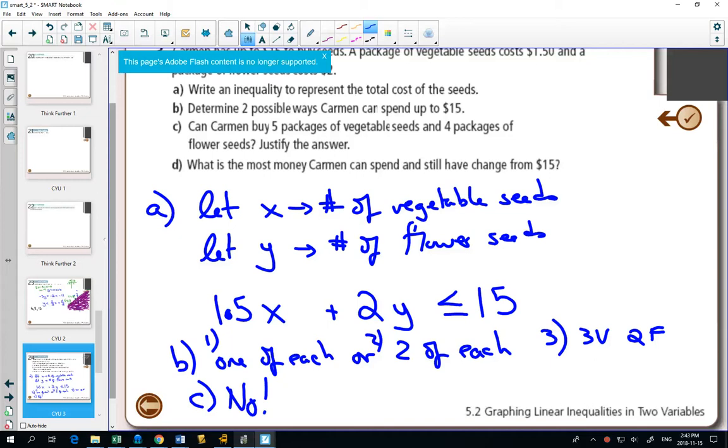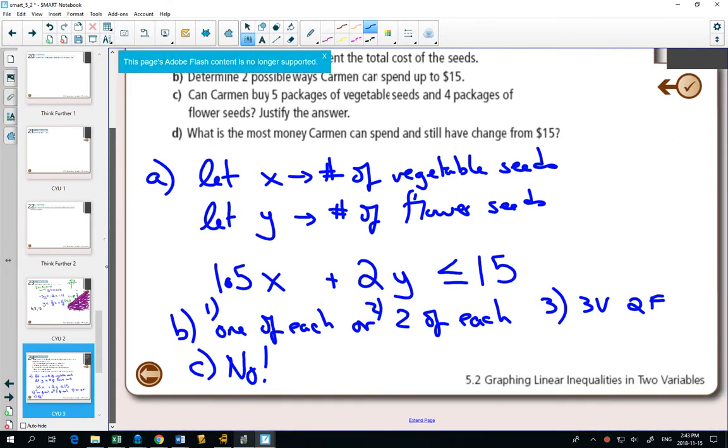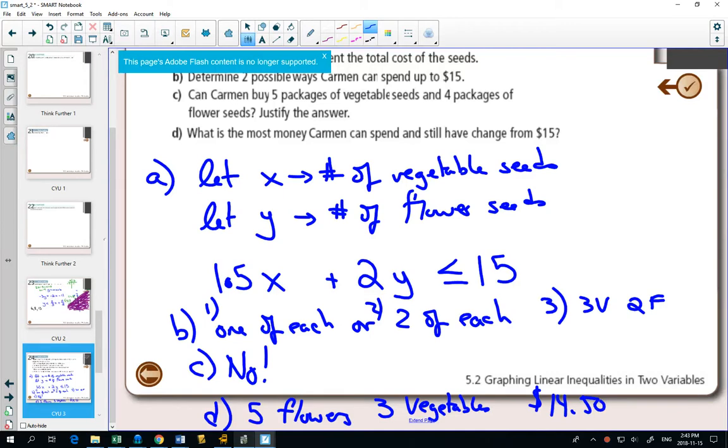What is the most money Carmen can spend and still have change? Could she spend $14.50? How? So you're saying 5 flowers, that'll cost her $10, right? And 3 vegetables, that will cost another $4.50. That makes $14.50. Sure, she could spend $14.50 and still be able to have some change left.